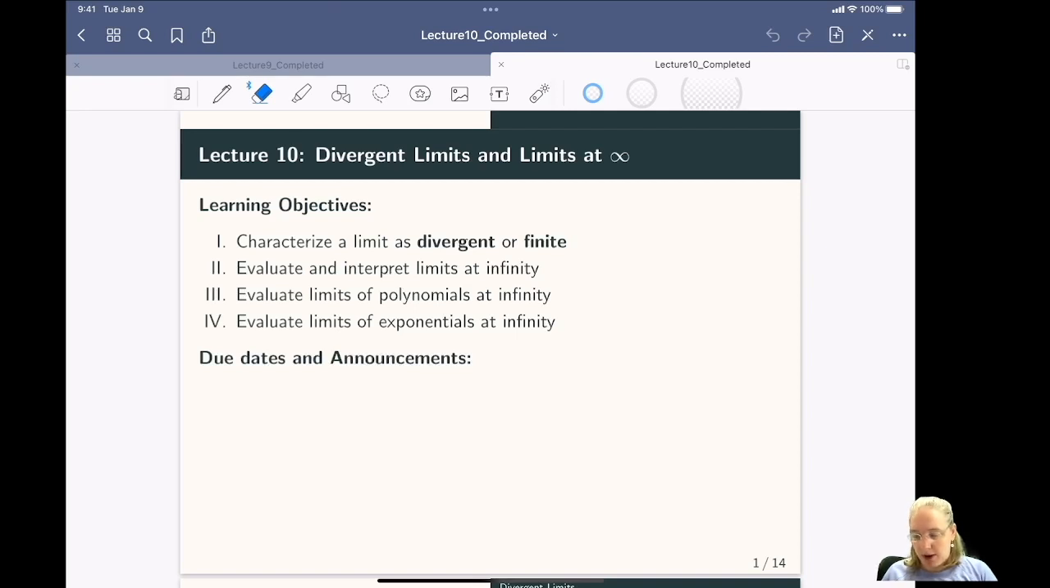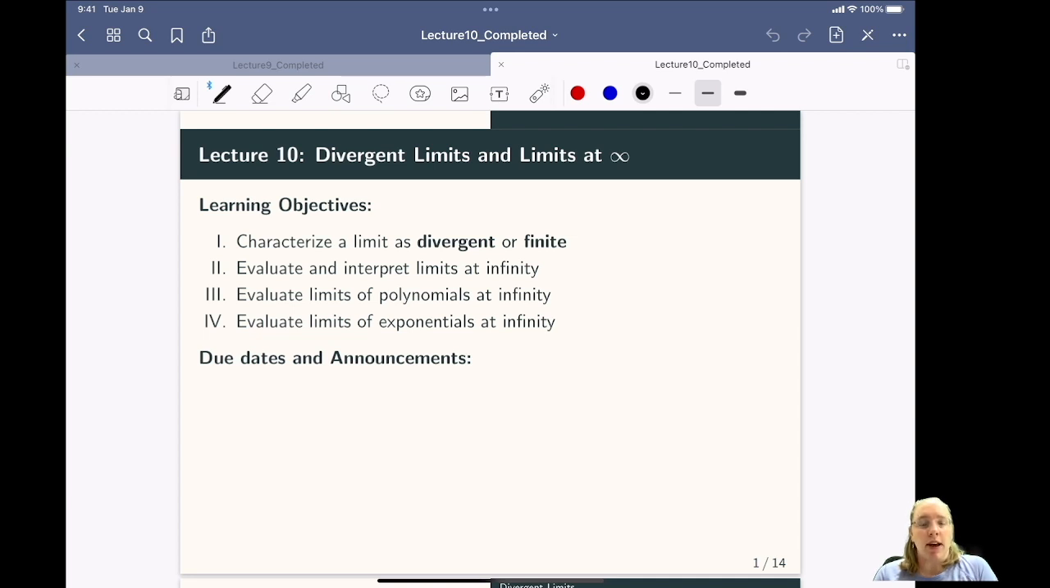Hello, and welcome to MiniLecture 10 on divergent limits and limits at infinity. So we touched on divergent limits in the last lecture, where the limit evaluates out to being plus or minus infinity, or diverges to plus or minus infinity, and hence does not exist. And we also talked about how to evaluate the limits of some functions using limit rules.